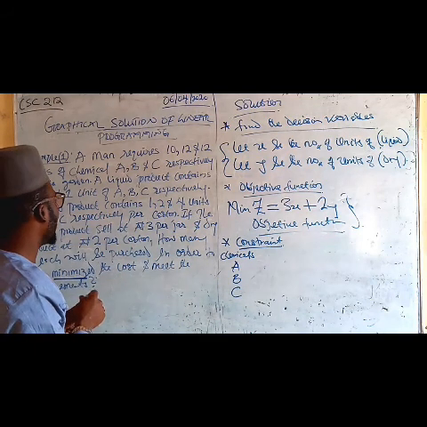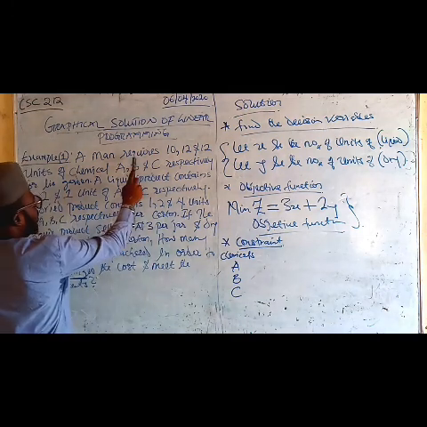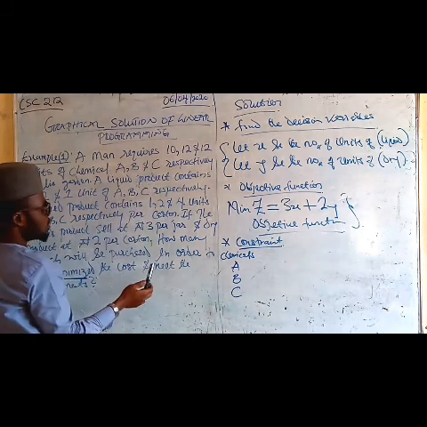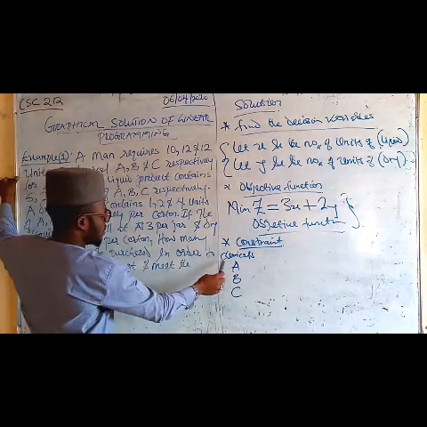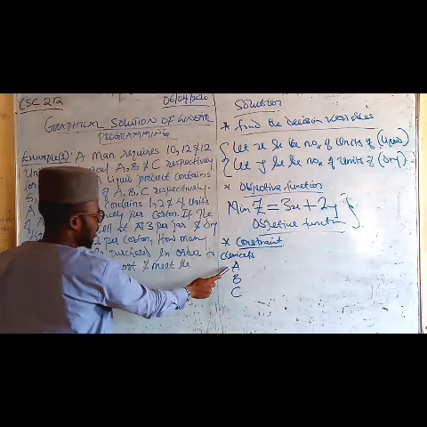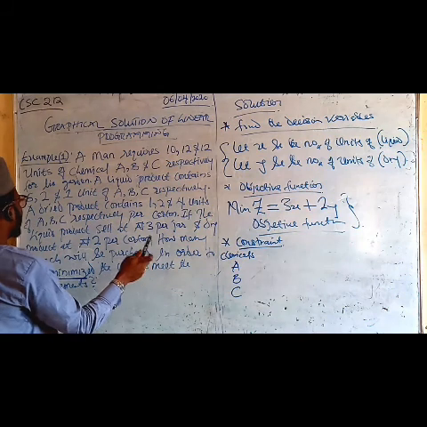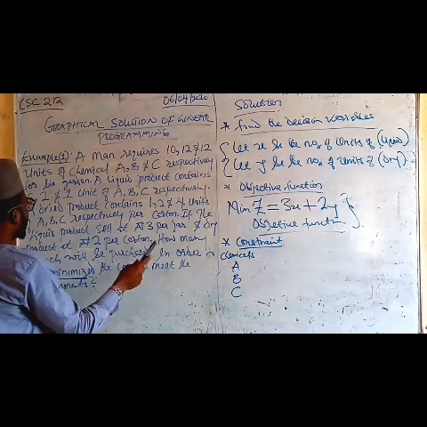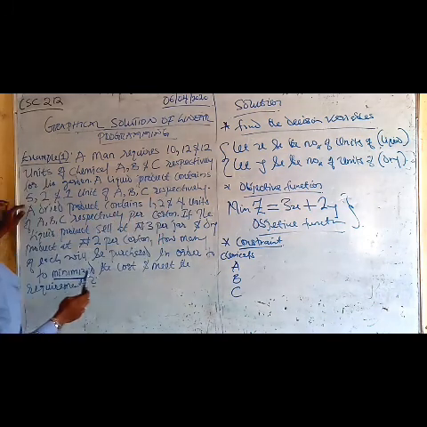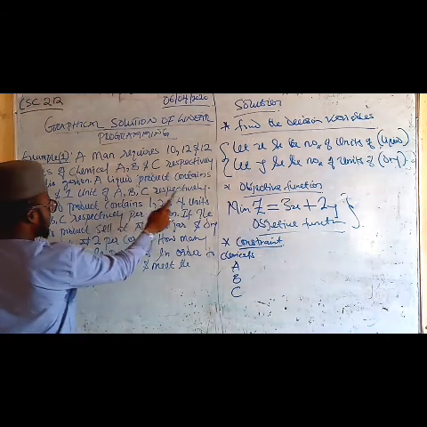In the problem, they have stated that a man requires 10, 12, and 12 units of chemicals A, B, and C respectively. So our constraints are going to start with the chemicals: A, B, and C. What and what are required for those particular chemicals? They have stated that a liquid product contains 5, 2, and 1 units of chemicals A, B, and C respectively.